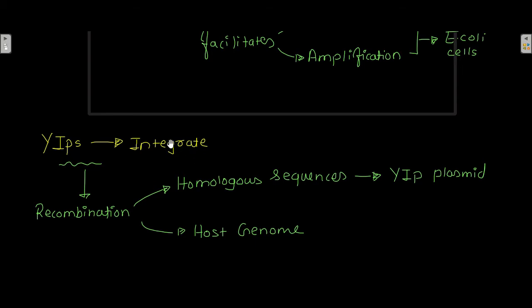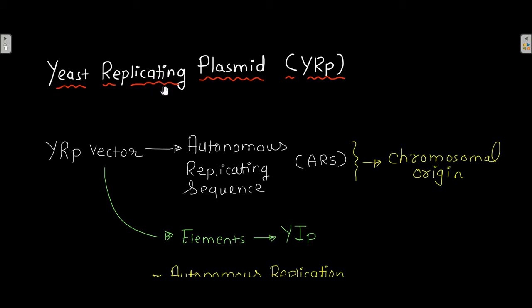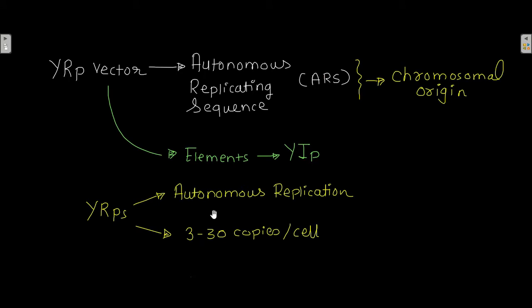Now let's talk about the yeast replicating plasmid, which is abbreviated as YRP. This YRP vector contains the autonomous replication sequence ARS of chromosomal origin, and it also contains the elements of YIP. So you take YIP and you just insert ARS in it, and that becomes your YRP, as simple as that. Now these YRPs are capable of autonomous replication, and their copy number is about 3 to 30 per cell.